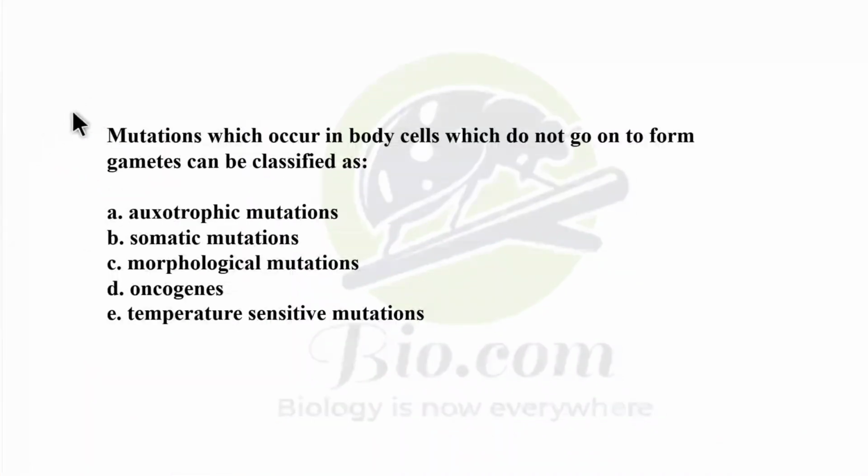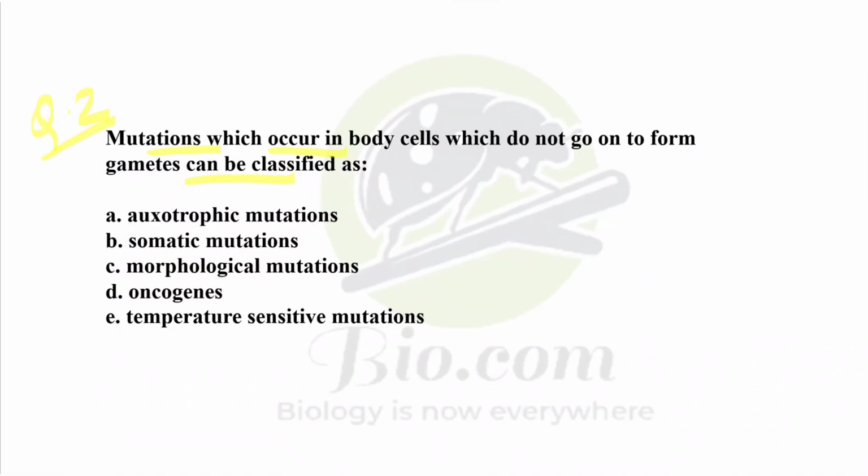Now let's move on to question 2: a mutation which occurs in body cells which do not go on to form gametes can be classified as what? This was a very simple question. A mutation which occurs in body cells which do not go into the formation of gametic cells is known as a somatic mutation. So the correct option is somatic mutations.